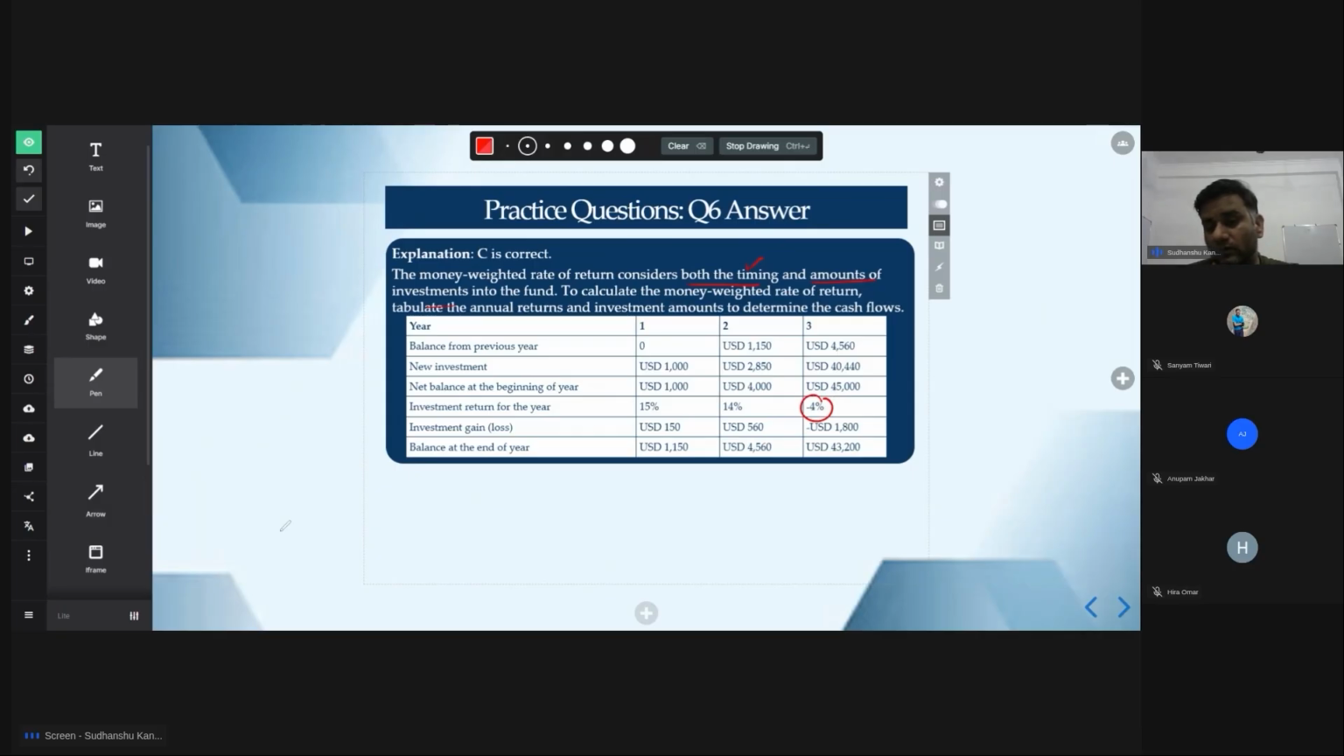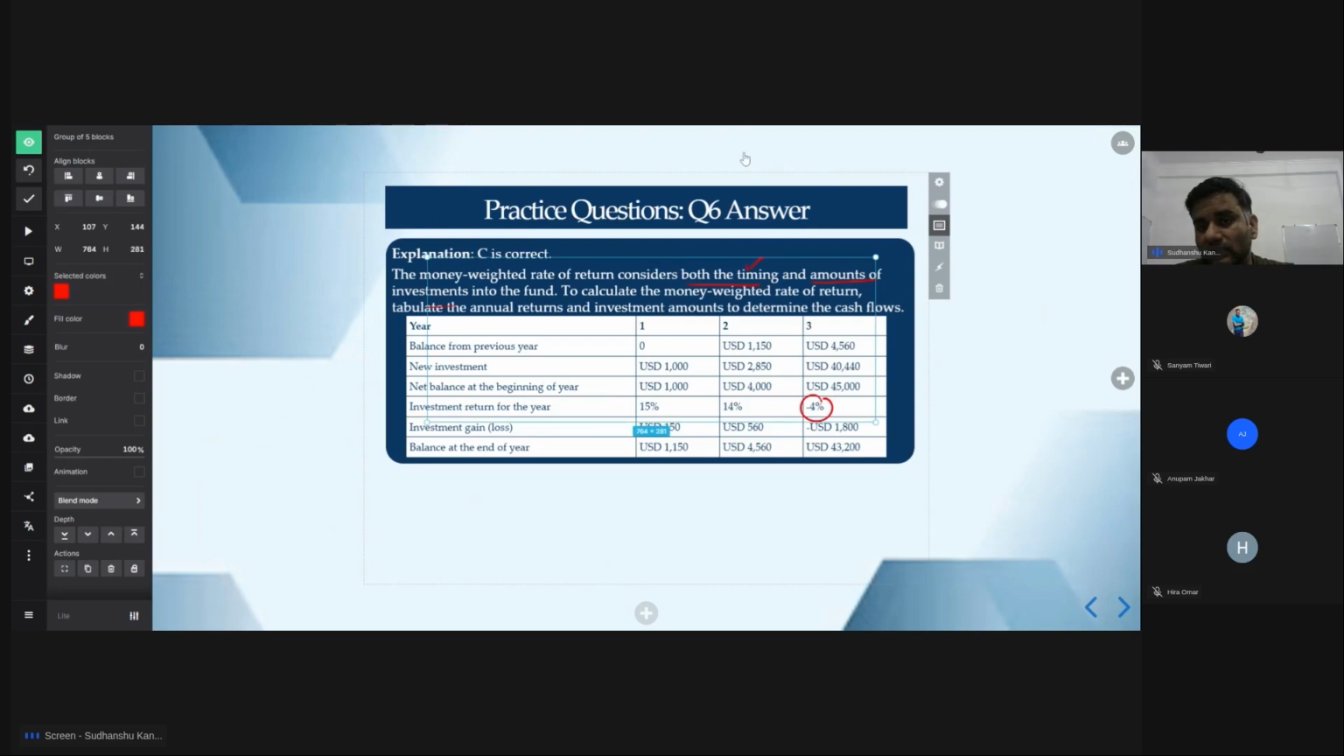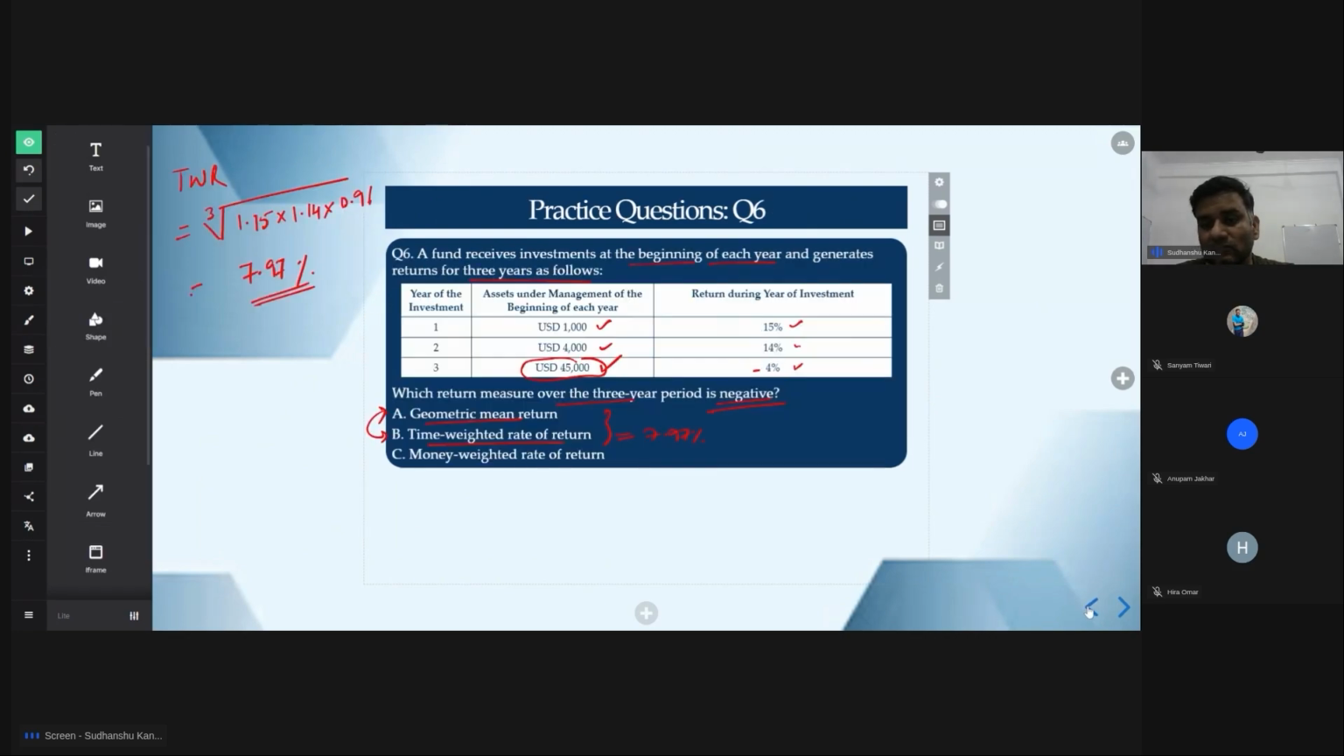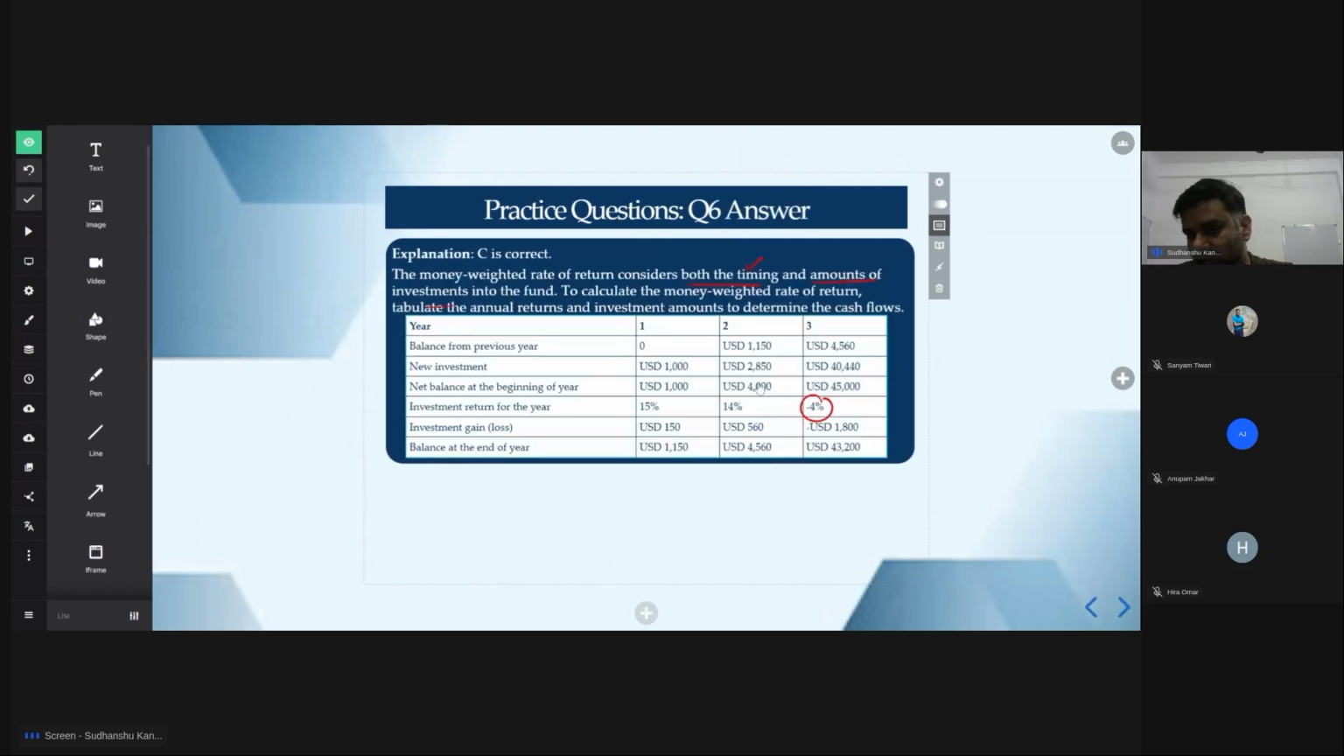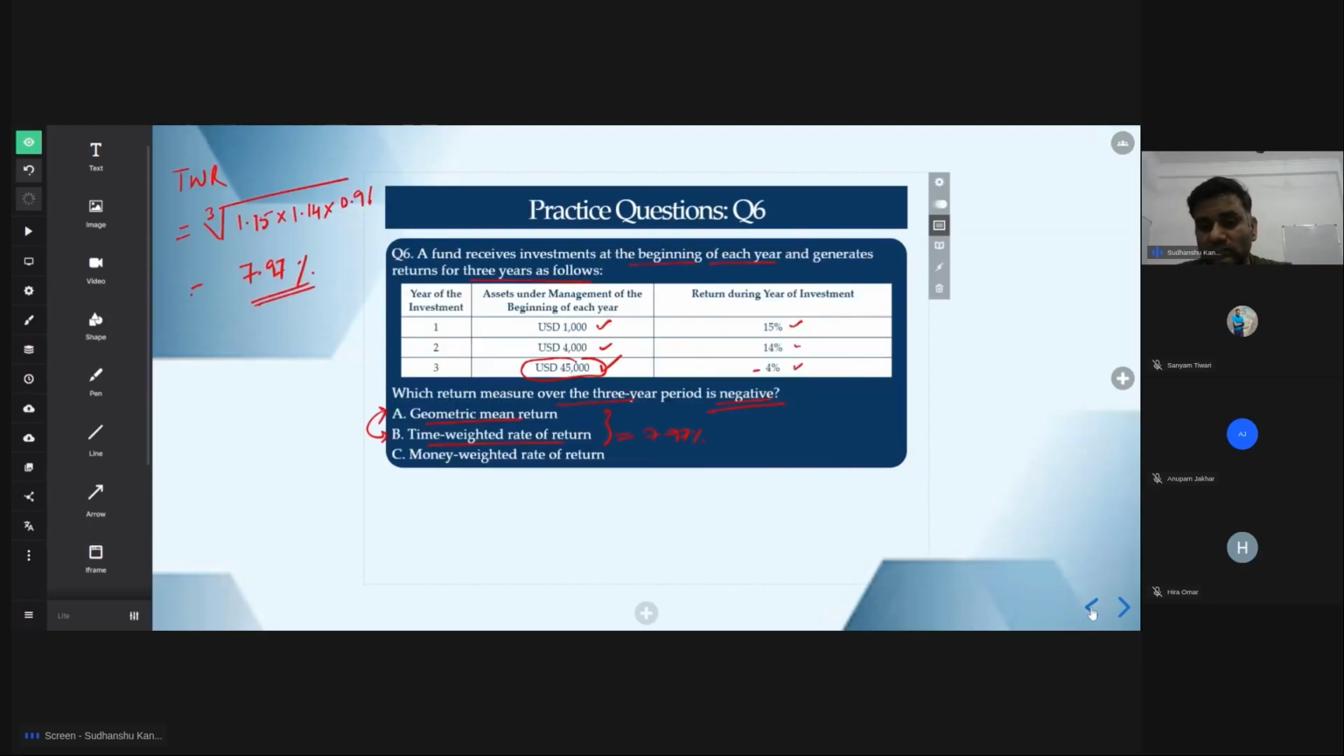What I wanted to show you here was that sometimes the examiner is checking your understanding. The examiner doesn't want, even though this is calculated here, what I wanted to tell you was that you don't need to calculate so much. You just need to understand that if time weighted rate of return is 7.97, that is similar to geometric, that will also be 7 point something. So the only possible negative return can be money weighted, because the first two are not possible, right?